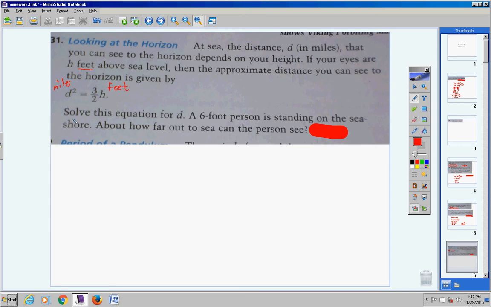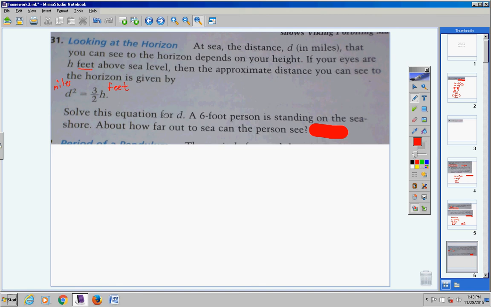So this is a really cool model, okay? You tell me how many feet above sea level you are, or your eyes, if you can tell me how high above sea level your eyes are, I can tell you how far out to sea that you can see. Or the opposite's also true. If you tell me how far out you can see, I can tell you how tall you are, or at least how tall you are up to your eyes. Okay, so pretty cool model here.